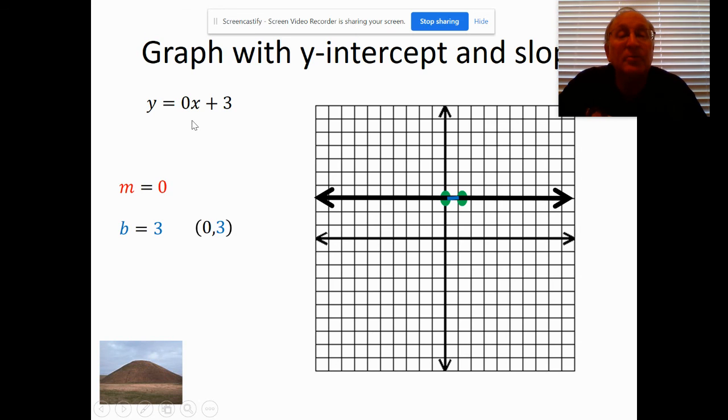So graph using the y-intercept and then follow your slope. I like to do that because I think that's the fastest way to do these.